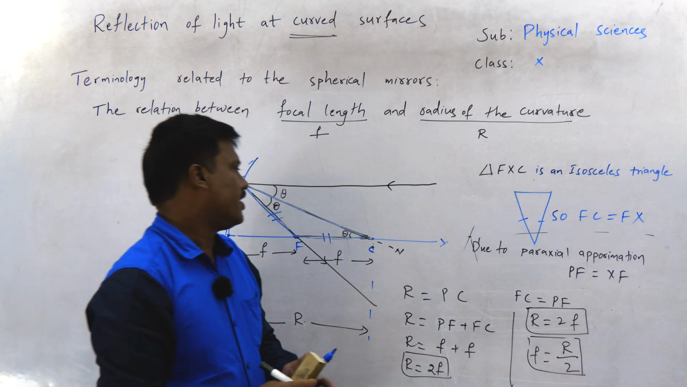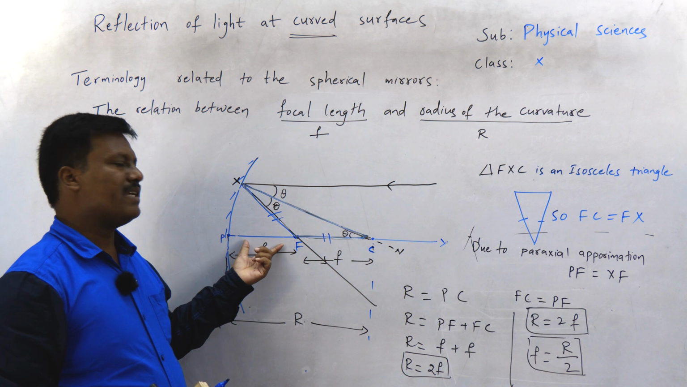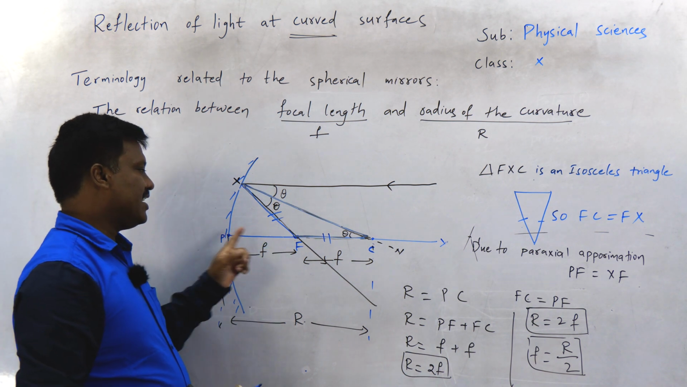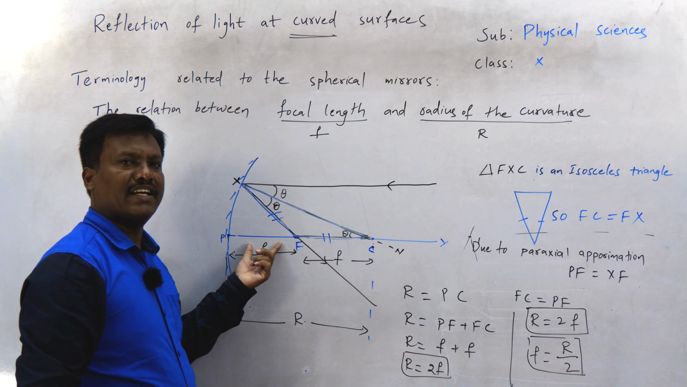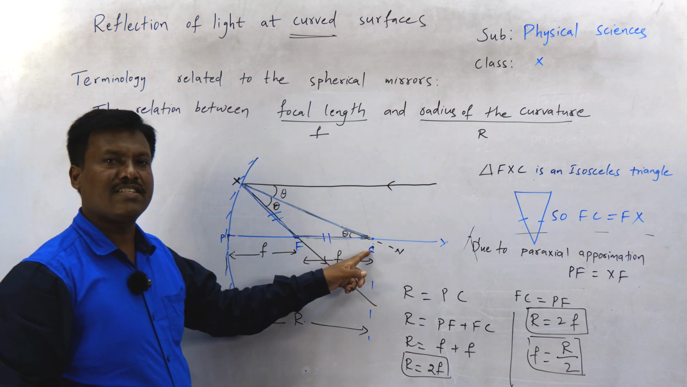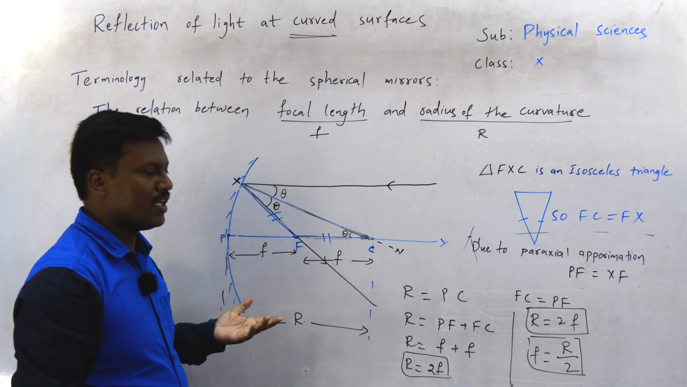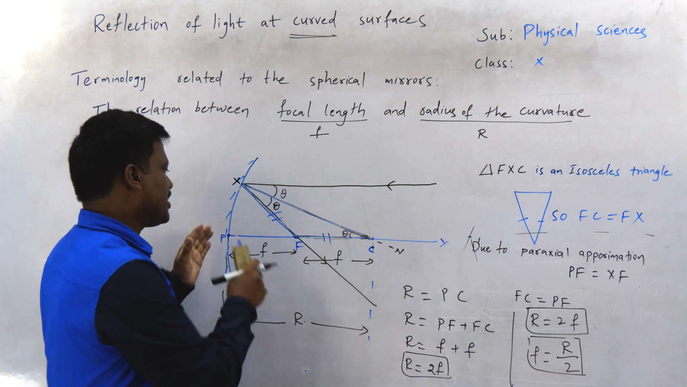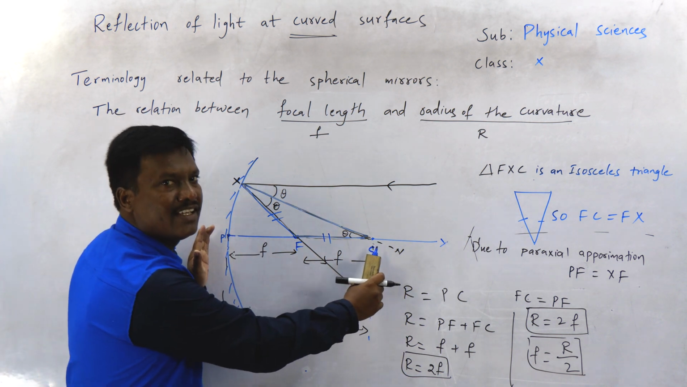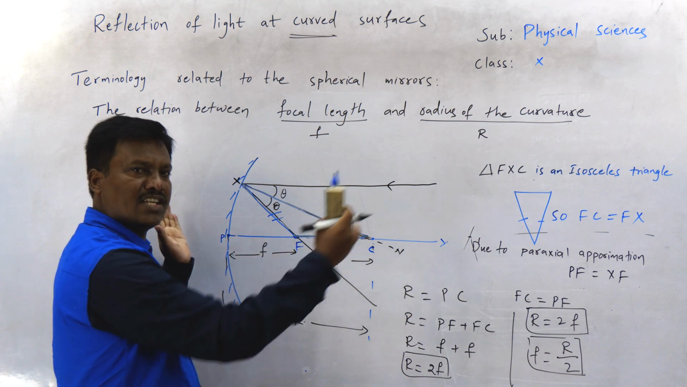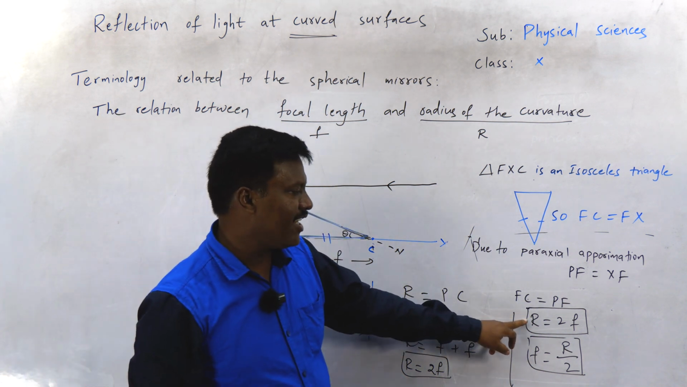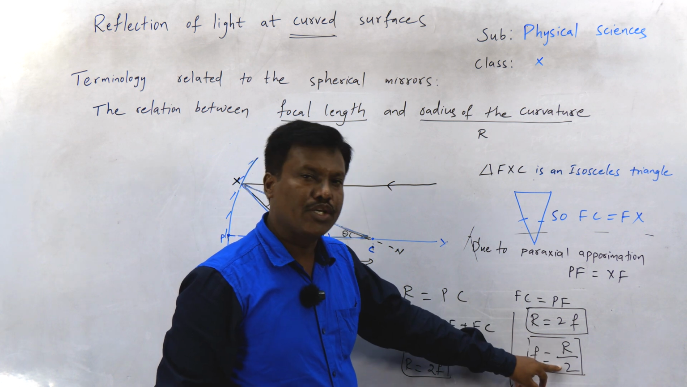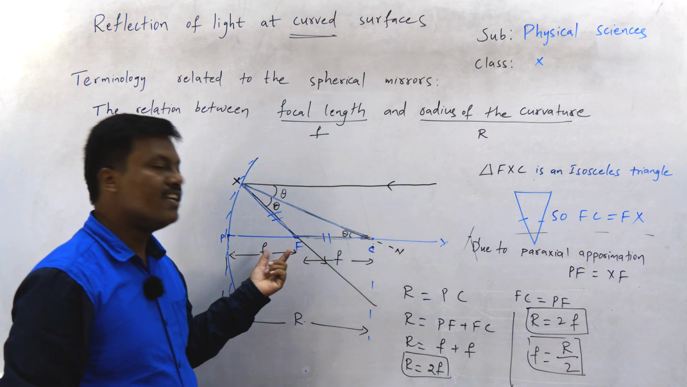A simple idea. The focal length of a convex mirror is 25 centimeters. Then what is the radius of curvature? When the distance between pole and focus is 25, then what will be the distance between pole and center? Double, 50. If the radius of curvature of the convex mirror is 12 centimeters, the distance between pole and center is 12, then what is the distance between pole and focus? Half. R value I gave you is 12. You have to find the F value. F is equal to R by 2. 12 by 2 is equal to 6.